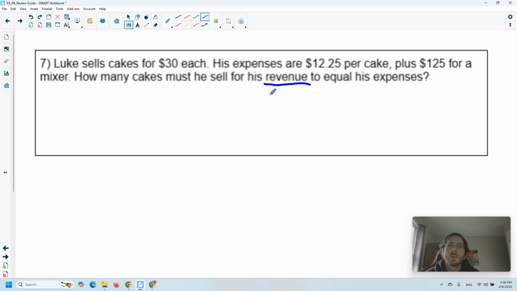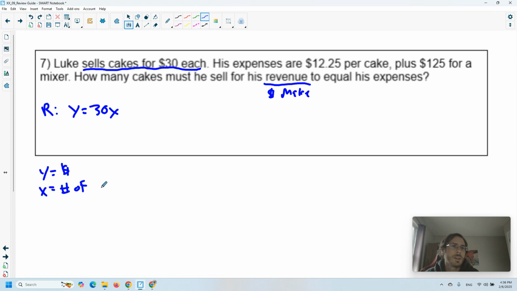So again, we want to remember revenue is the amount of money that you make. So if we look at how much Luke makes, he's going to sell his cakes for $30 each. So our revenue equation, y is equal to 30x. Again, down here, I'm going to write down what my variables are. Y is the amount of money, and x is the number of cakes. That's important because here it says how many cakes, so I know that I just need the x number, and then I'm done. I don't need the y. I don't want to report the y out.